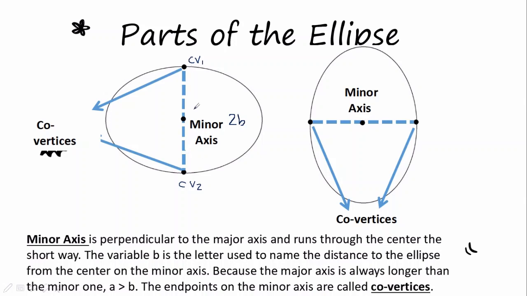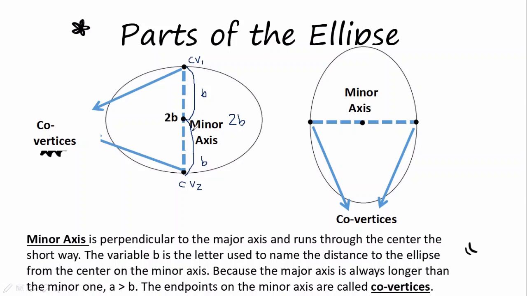So if the question is, how can we denote the distance from the center to one covertex? So we have b. Okay, the same with the other, from center to the other covertex, also b. And again, the length of the minor axis, or the distance between the covertices, is 2b. And always remember that a is greater than b.